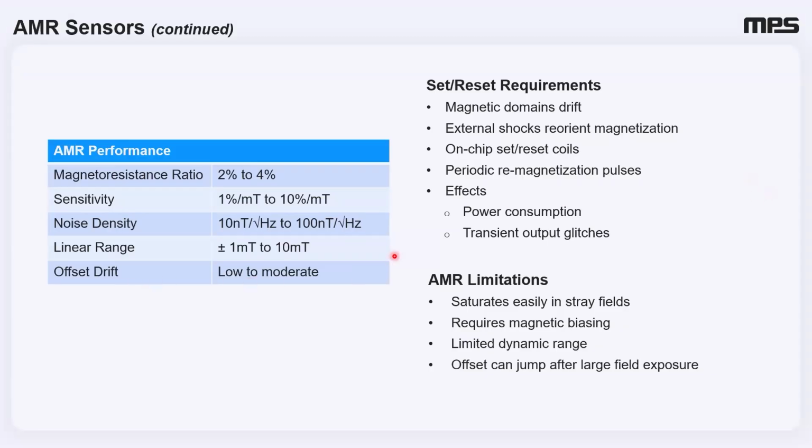Otherwise, your offset and sensitivity can wander around, and they do that by putting in what they call a set-reset circuit. And to utilize the set-reset, you essentially have to find a time when your sensor's not working, because it will not give a valid output when you do this, and you have to ping it with an electronic pulse that translates into a magnetic pulse, and reshift all the magnetic domains and realign them. And this, I would say, is probably the biggest weakness of AMR.